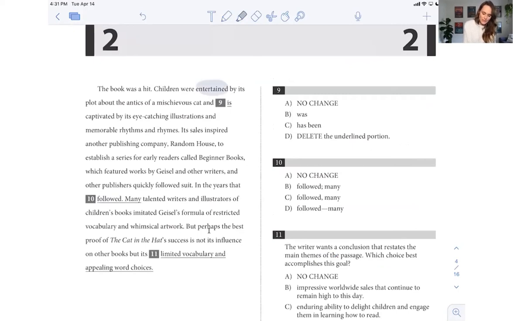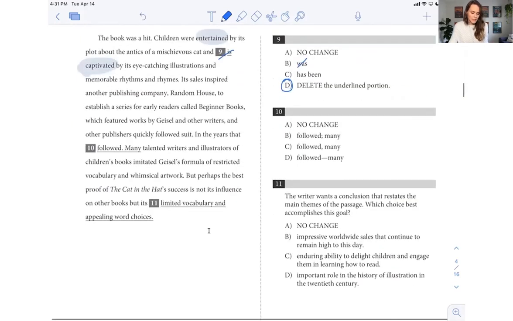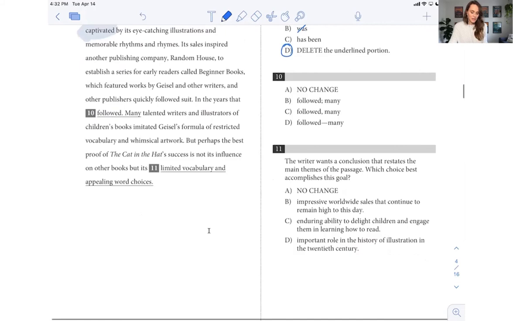We don't need this "is" here, which is one of the reasons I am really suspicious of the word "is" on the SAT. So I can just delete the word "is" here and go on. Its sales inspired another publishing company, Random House, to establish a series for early readers called Beginner Books, which featured works by Geisel and other writers, and other publishers quickly followed suit.